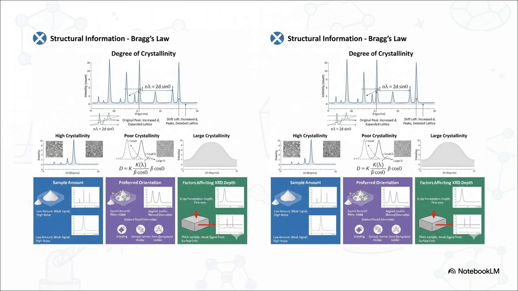Let's just focus on that peak sharpness for a second. See on the left those really sharp, well-defined peaks? That's the signature of a highly ordered, very crystalline material. But look at the right. When the peaks are all broad and washed out like that, it's telling us the material is disordered or amorphous. Its atoms are all jumbled up. It's a direct visual readout of internal perfection.